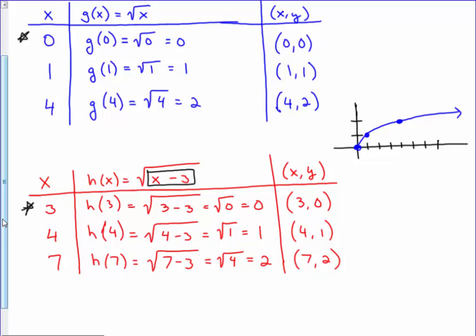Now graph h of x. So we'll plot the ordered pair 3, 0. That's the first point on our graph. We'll plot the point 4, 1. And then we'll plot the point 7, 2. And we see that the shape is similar, which should be the case, but it's actually below the other graph that we've drawn.